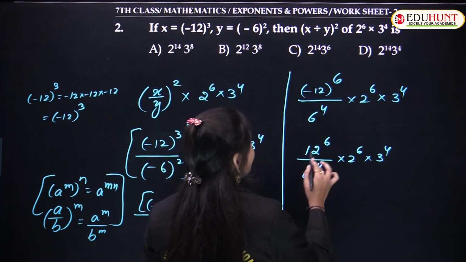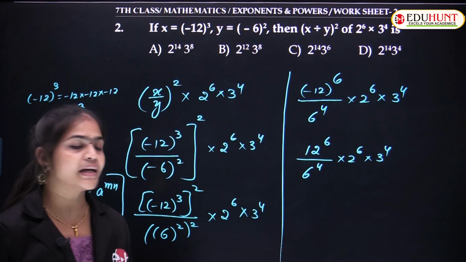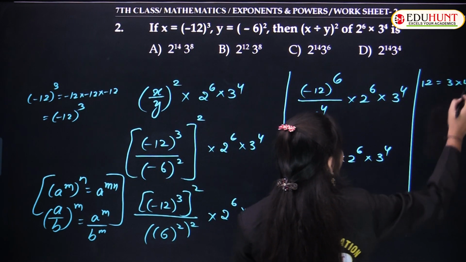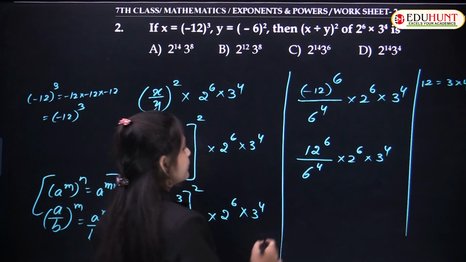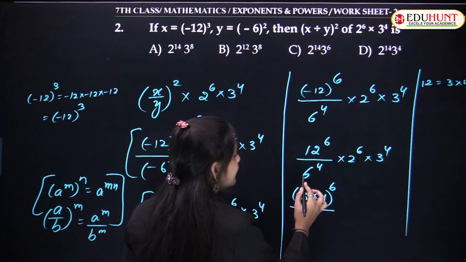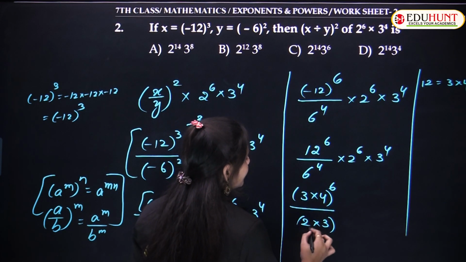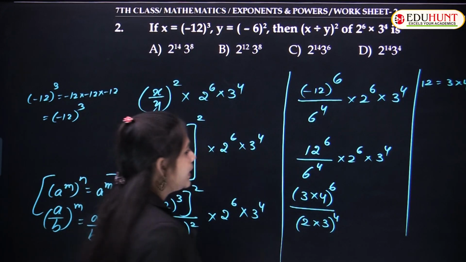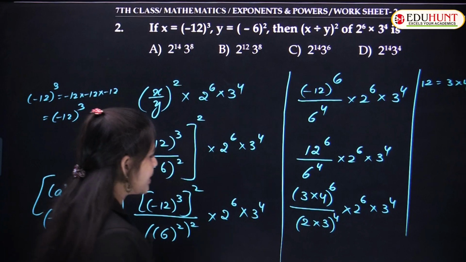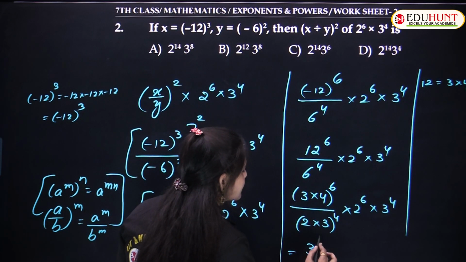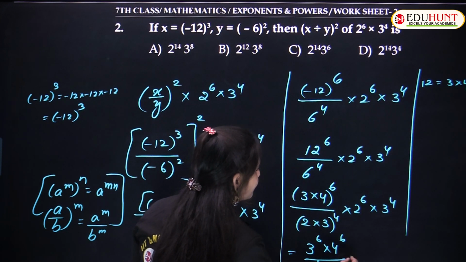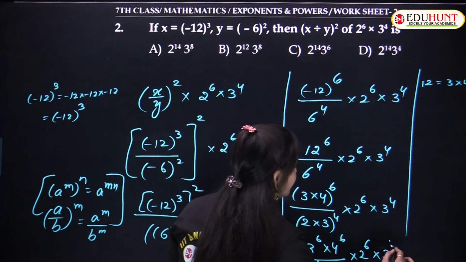Now here 12 power 6, how can we write it? 12 we can write as 3 into 4. Shall we write like this, ma? 3 into 4, 3 fours are 12, whole power 6 by 6 we can write as 2 into 3 whole power 4, into 2 power 6 into 3 power 4. For cancellation purpose I am writing like this. Now here 3 power 6 into 4 power 6 whole by 2 power 4 into 3 power 4 into 2 power 6 into 3 power 4.